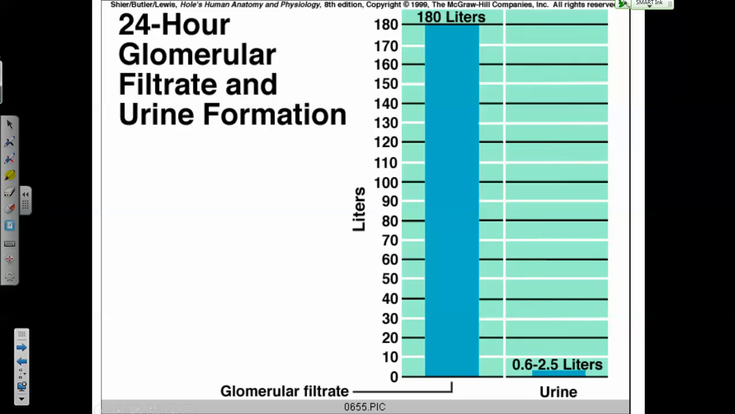This is my favorite table in your entire book. I love it. On the left, the 180 liters is how much filtrate is produced every day on average in a person. That means how much stuff is filtering into Bowman's capsules. Can y'all visualize 180 liters? That's like 50 gallons or 92 two-liter Coke bottles. Do you urinate that much? No. This is how much you urinate every day.